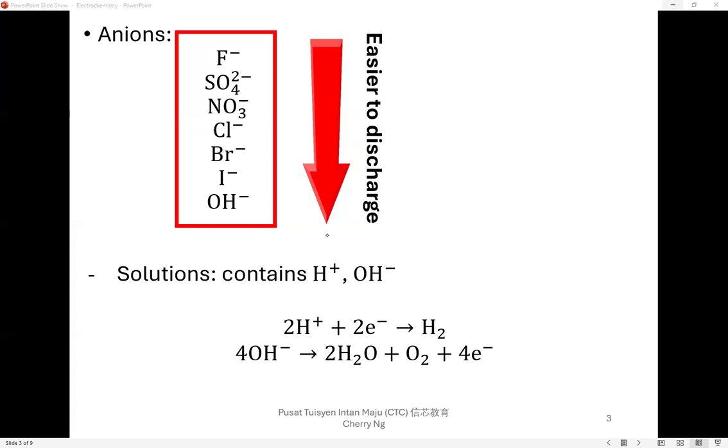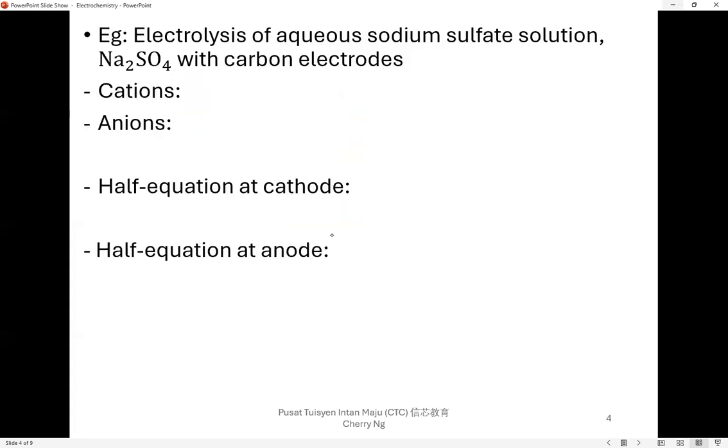Now we move on to the next one. Let's see this example: electrolysis of aqueous sodium sulfate solution. You can see there's the word solution, aqueous solution, meaning it contains water, with carbon as the electrode. So everything is normal now, so we look at cations. For cations, some students are confused: cations and anions, which one is a plus, which one is a minus?